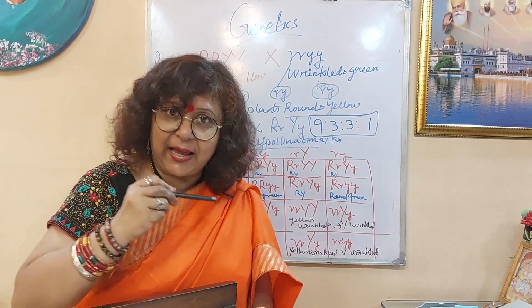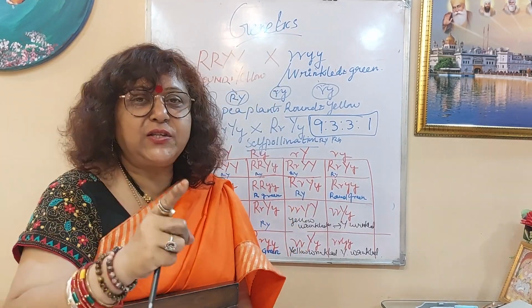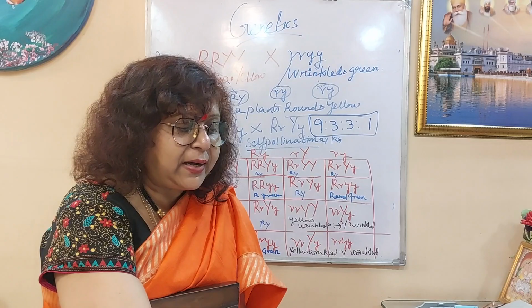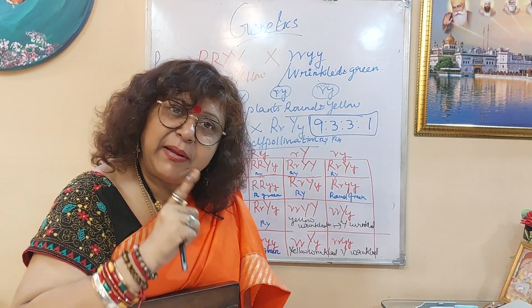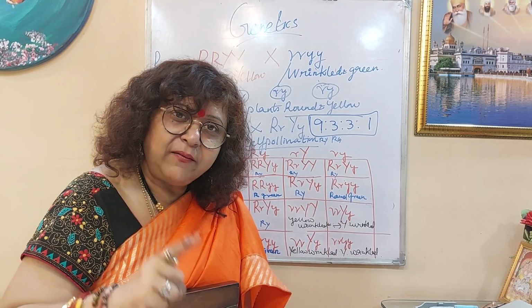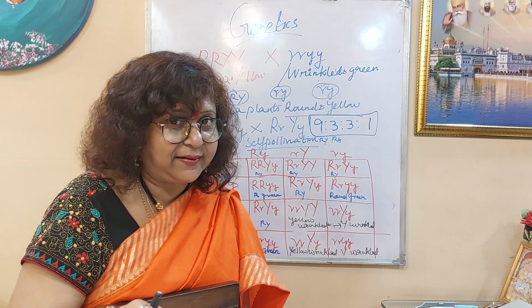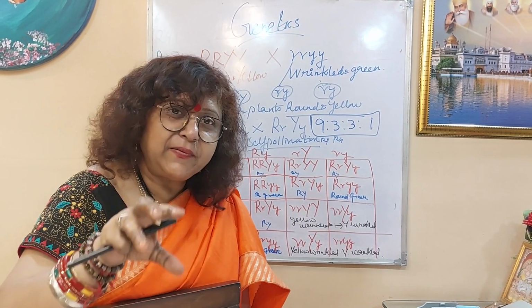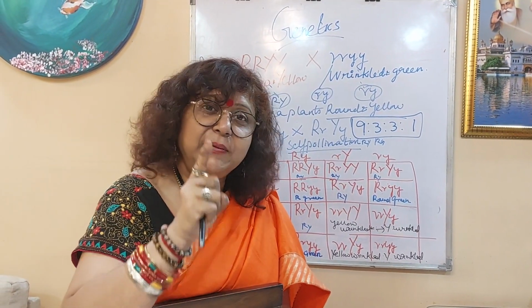Now we come to the dihybrid cross. If they ask you to define monohybrid and dihybrid, what will you write for monohybrid cross? A cross where only one character is taken to study. It can be any character, tallness versus dwarfness. If you take height, tall and dwarf, contrasting characters. If you take the shape of the seed, round or wrinkled. Any one. So we took both the examples and we did it.